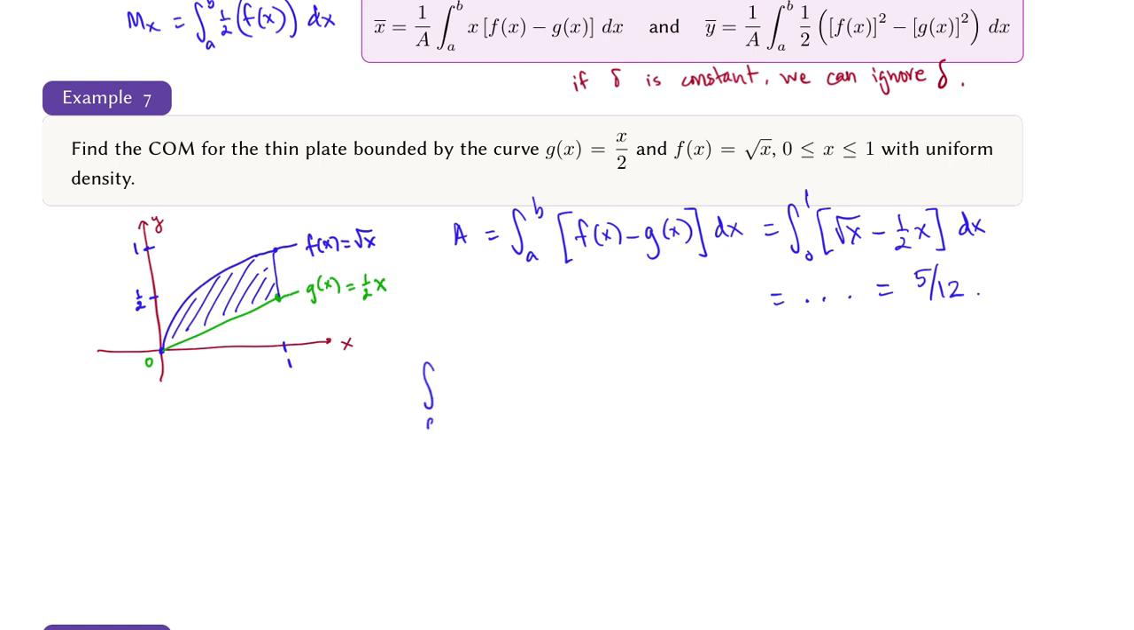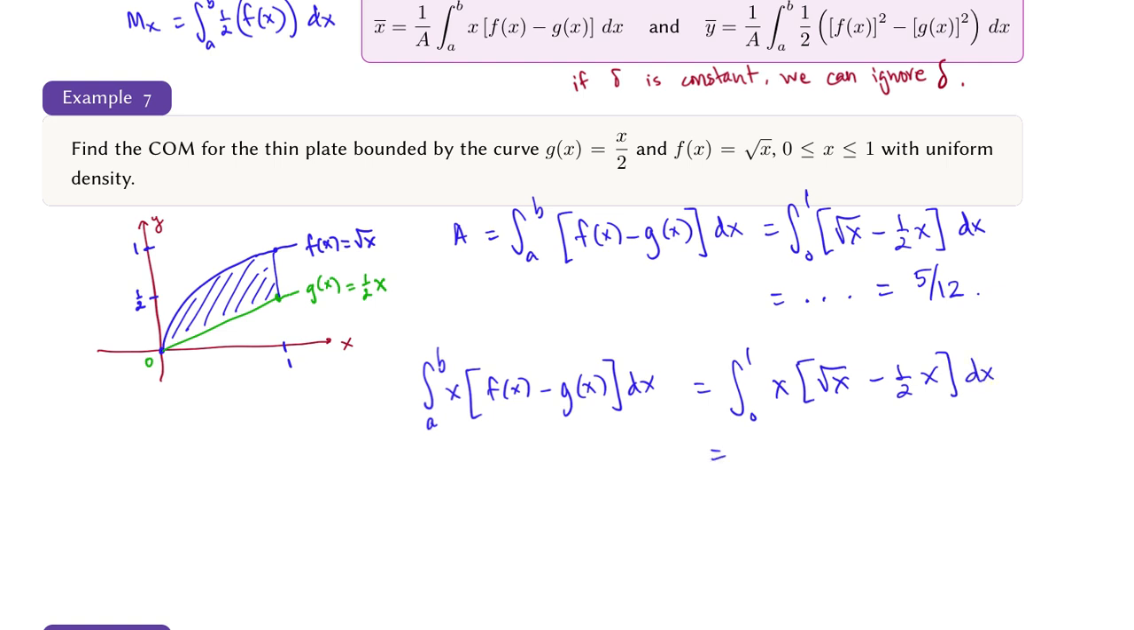The moment about the y-axis is the integral from a to b of x times f of x minus g of x dx. So that is the integral from 0 to 1 of x times the square root of x minus 1/2 x. Multiplying x out, we have the integral from 0 to 1 of x to the 3/2 minus 1/2 x squared dx. Integrating this, we will get 7/30.